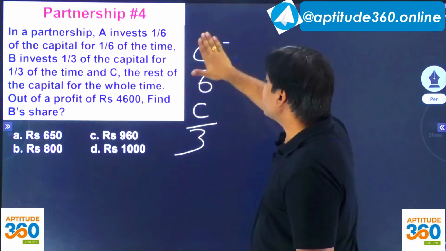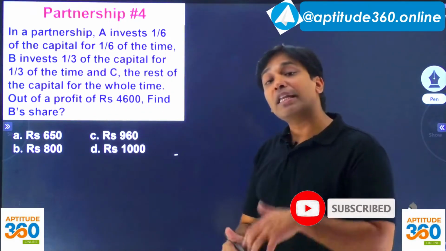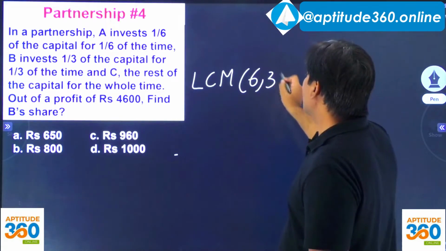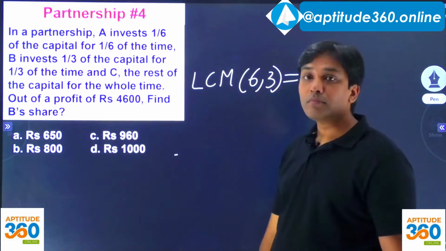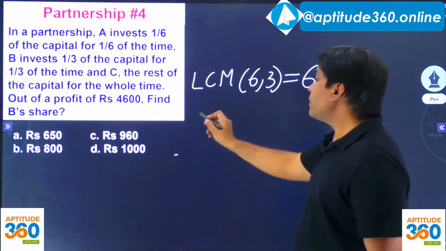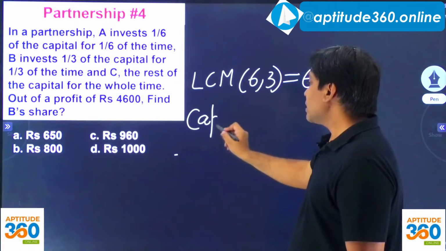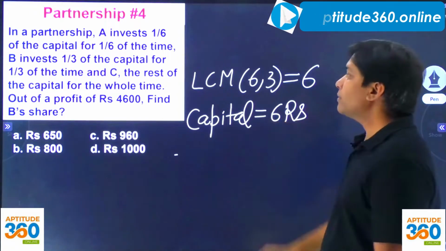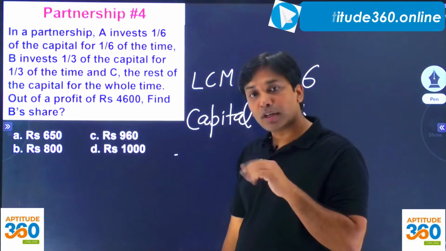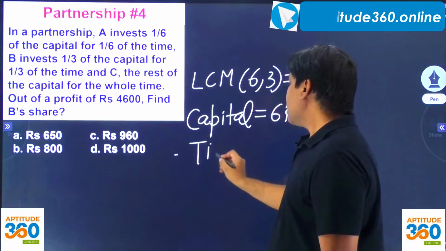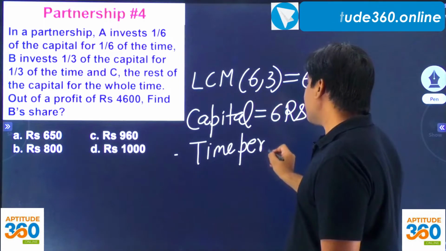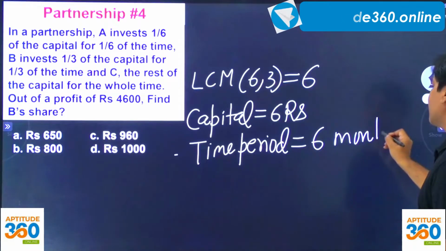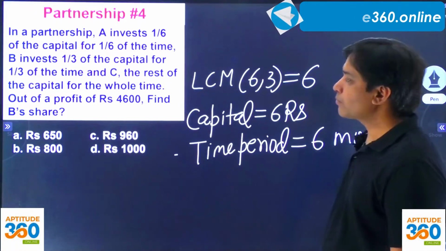So now what is that you should be doing? You need to find out a value which is very conveniently divisible by 6 and 3 both. And you know this is nothing but 6. So I'm going to be taking my entire capital as 6 rupees. Do you understand? And for the time also 1/6 and 1/3 they have given you. So time should be taken as 6 months. 6 months ले लो, 6 years ले लो, 6 days ले लो, क्या फर्क पड़ता है.